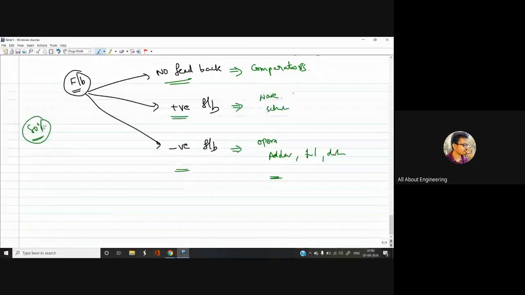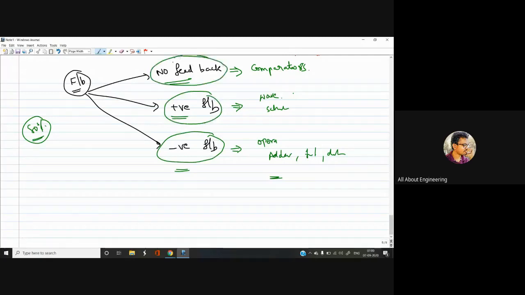But the important thing, as we came across the different types of feedback that are possible, is learning about determination of type of feedback. That means if a circuit is given, how to tell which type of feedback is there, whether it is negative feedback, positive feedback, or no feedback. This determination of type of feedback is very, very important.